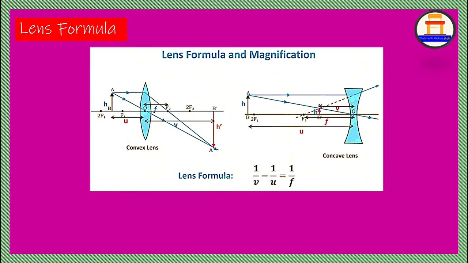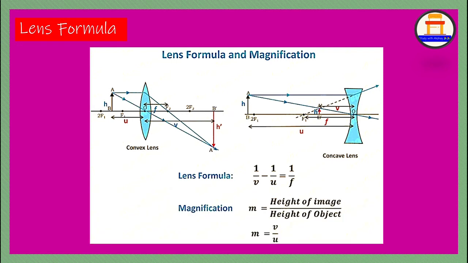So the lens formula is a standard formula. 1 by focal length is equal to 1 by image distance minus 1 by object distance. Here f refers to focal length, v refers to image distance, and u refers to object distance. Object distance, image distance, and focal length. This is to calculate the focal length. Lens formula. Next, we have something called linear magnification.